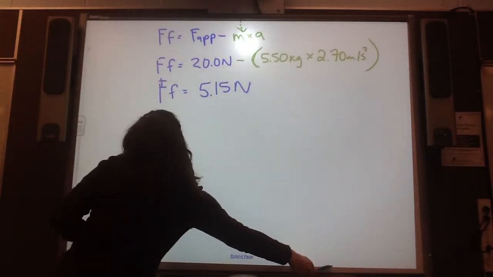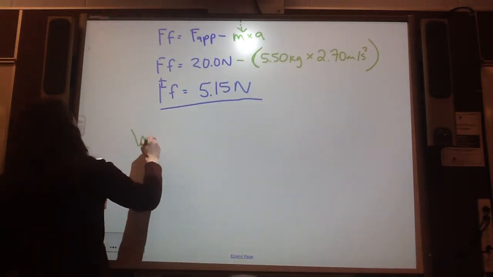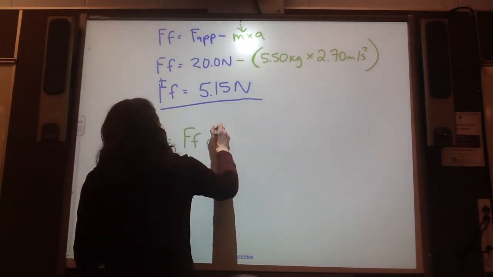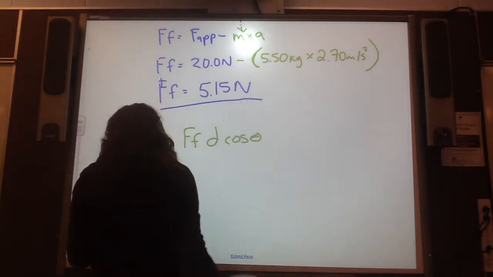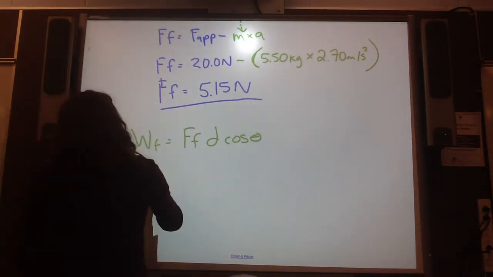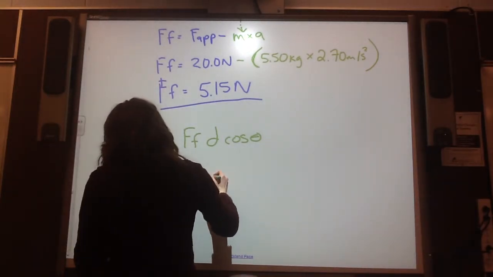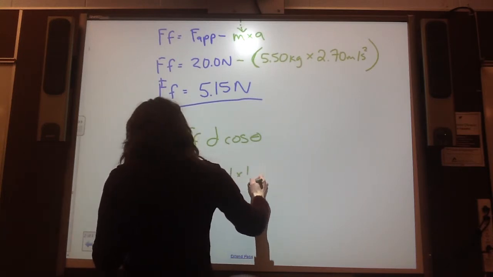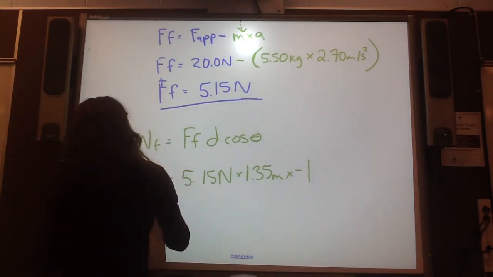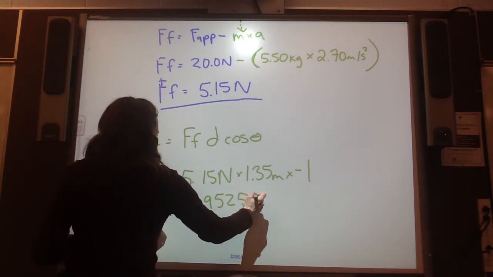So that's our FF, but now I need to do a second step to find WF. So WF is equal to FF times D times cos theta. I had said at the beginning cos theta is -1. So WF is equal to 5.15 newtons times 1.35 meters times -1. So WF is -6.9525 joules.